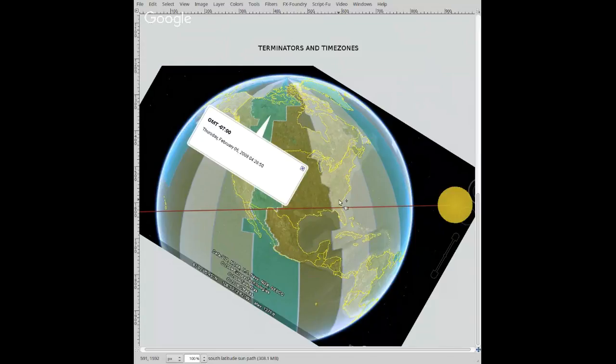Okay. So if we have this terminator line, like right now it's daytime, like if this is sunrise, you're going to be seeing sunset on the other side of the earth. That's just how it works. That's observation. So yeah, that's what I'm saying about terminator lines.